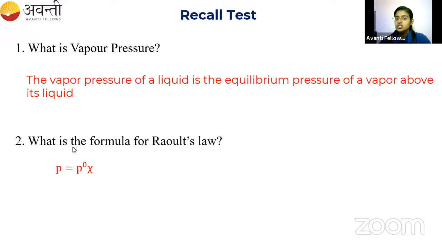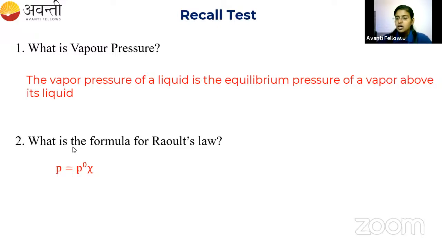P is the vapor pressure of the solution. What about P naught? Vapor pressure of the pure component. Priyanka, your answer is correct, but it never talks only about the solvent. It is the vapor pressure of the pure component. The component may be a solute or a solvent, it can be anything. Very good, students.